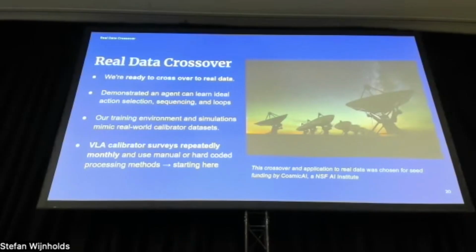And then the idea is that we want to go after the VLA's calibrator surveys, which are repeated about once a month. And right now, how they process that is either someone by hand, Rick might even be doing it by hand, or a very crude script runs. And this is actually where we want to plug in our agent to see how it performs versus the current methods. And I'll leave you with that.